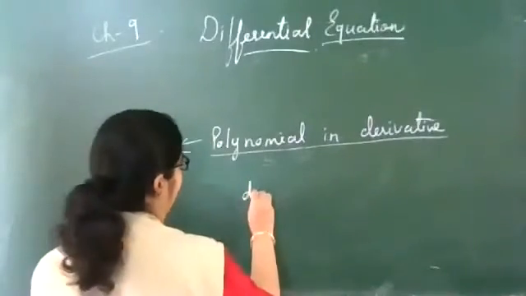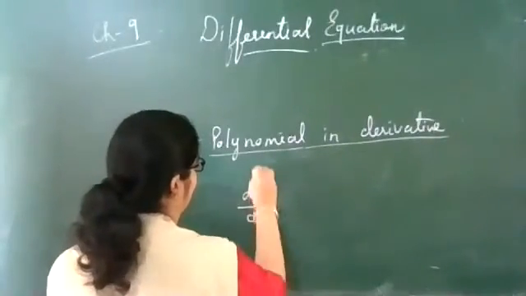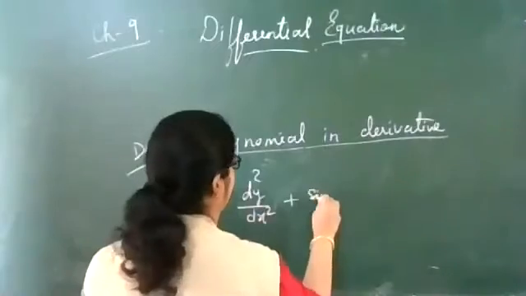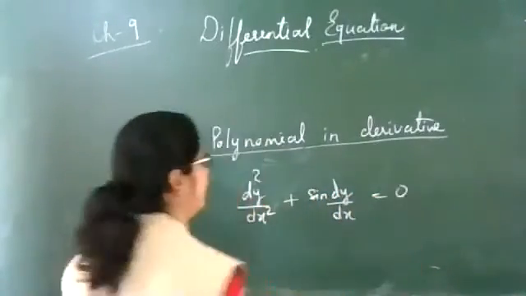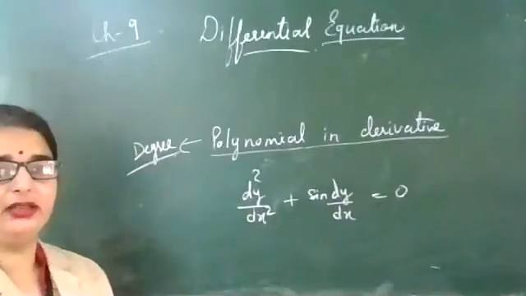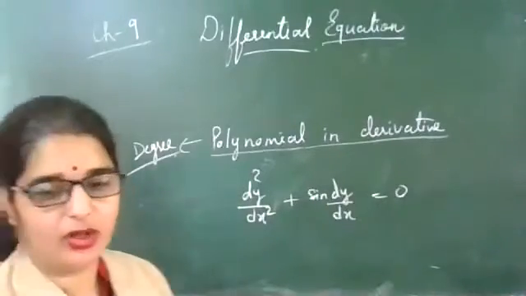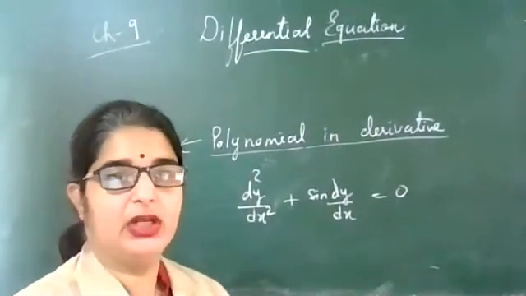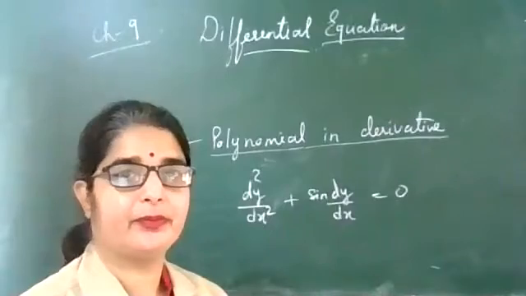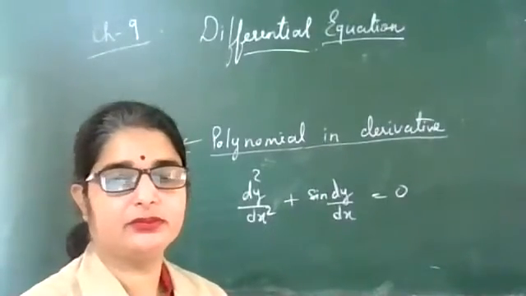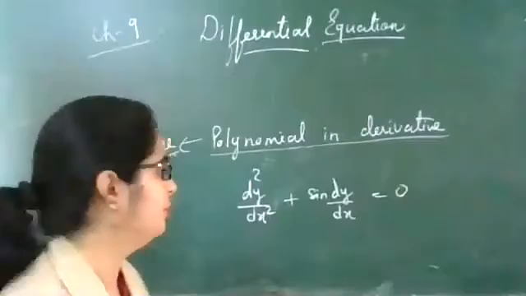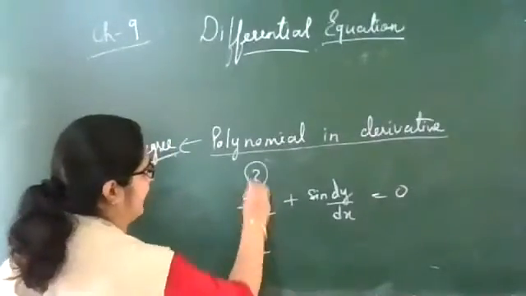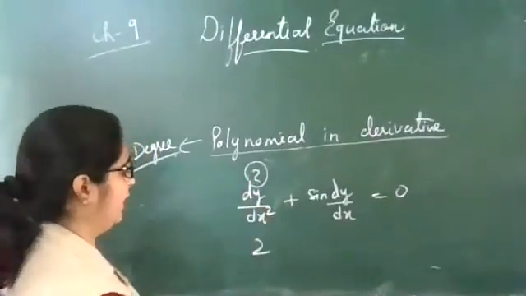Suppose I say d square y by dx square plus sin dy by dx equal to, is it done? Can you find the degree? Order, what is the order? First you tell me the order of this differential equation. Order. Anshuman. Lakshya. 2. 2. Very good. Order is 2 because the highest derivative is 2 only.